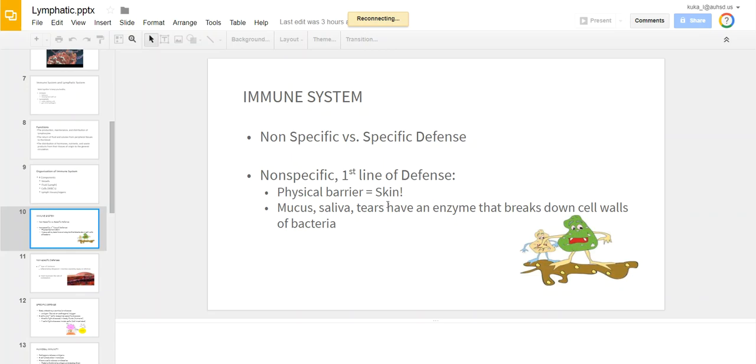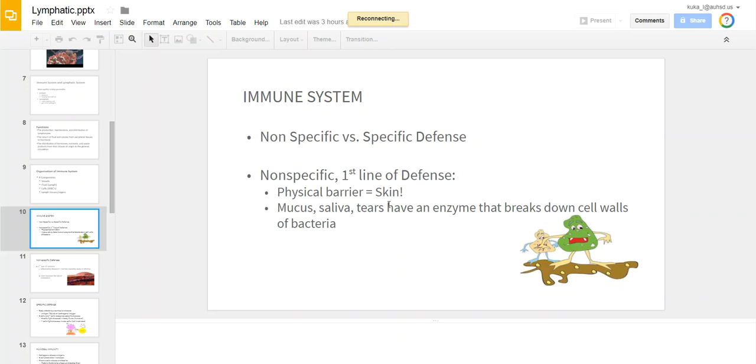Also, with your face, your eyes, your nose, your mouth, again, that's direct entry into your body. So you want to make sure that when you're sick or when you're working with something like raw meats or foods, that you're not touching that, because you don't want to give it direct entry into your body.